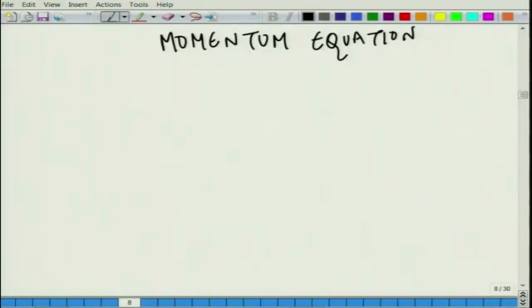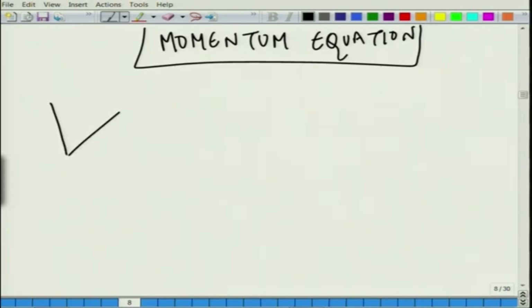So, now what we are going to do is head towards the momentum equation. This is basically your balance of forces. Let us consider again our cubical control volume, and define a coordinate system which is pretty much the same as before: x along this direction, y along this direction, and z along this direction.